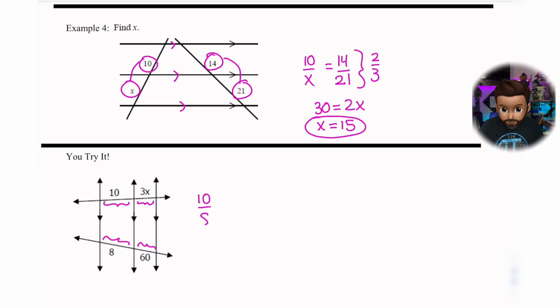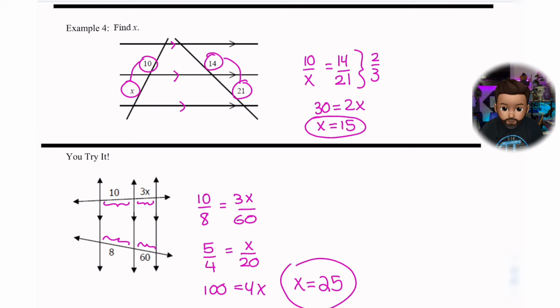Noting where the parallel lines are will help you find the proportional parts, so just carefully looking at the you try it problem here, carefully setting the ratios up. I don't think you're going to mess this up.